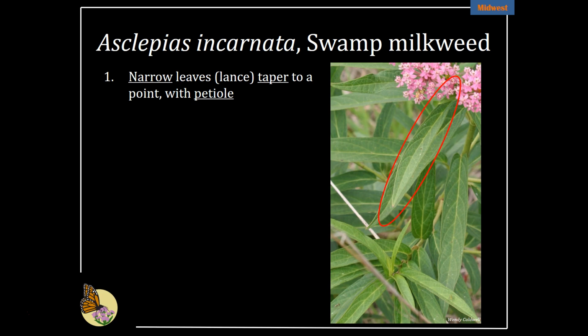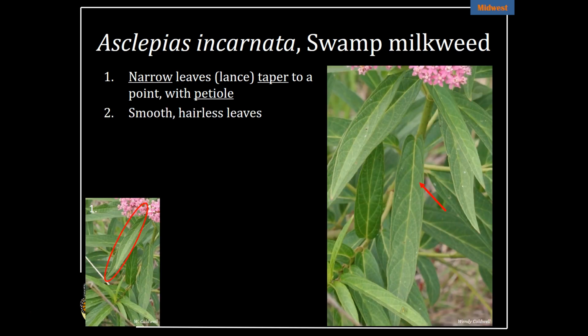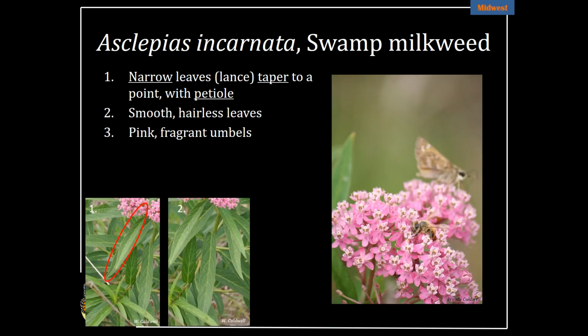Asclepias incarnata, or swamp milkweed, is another common milkweed in the Midwest. It has lance-shaped leaves that taper to a point. These leaves also have a petiole attaching them to the main stem. The leaves are smooth and hairless.